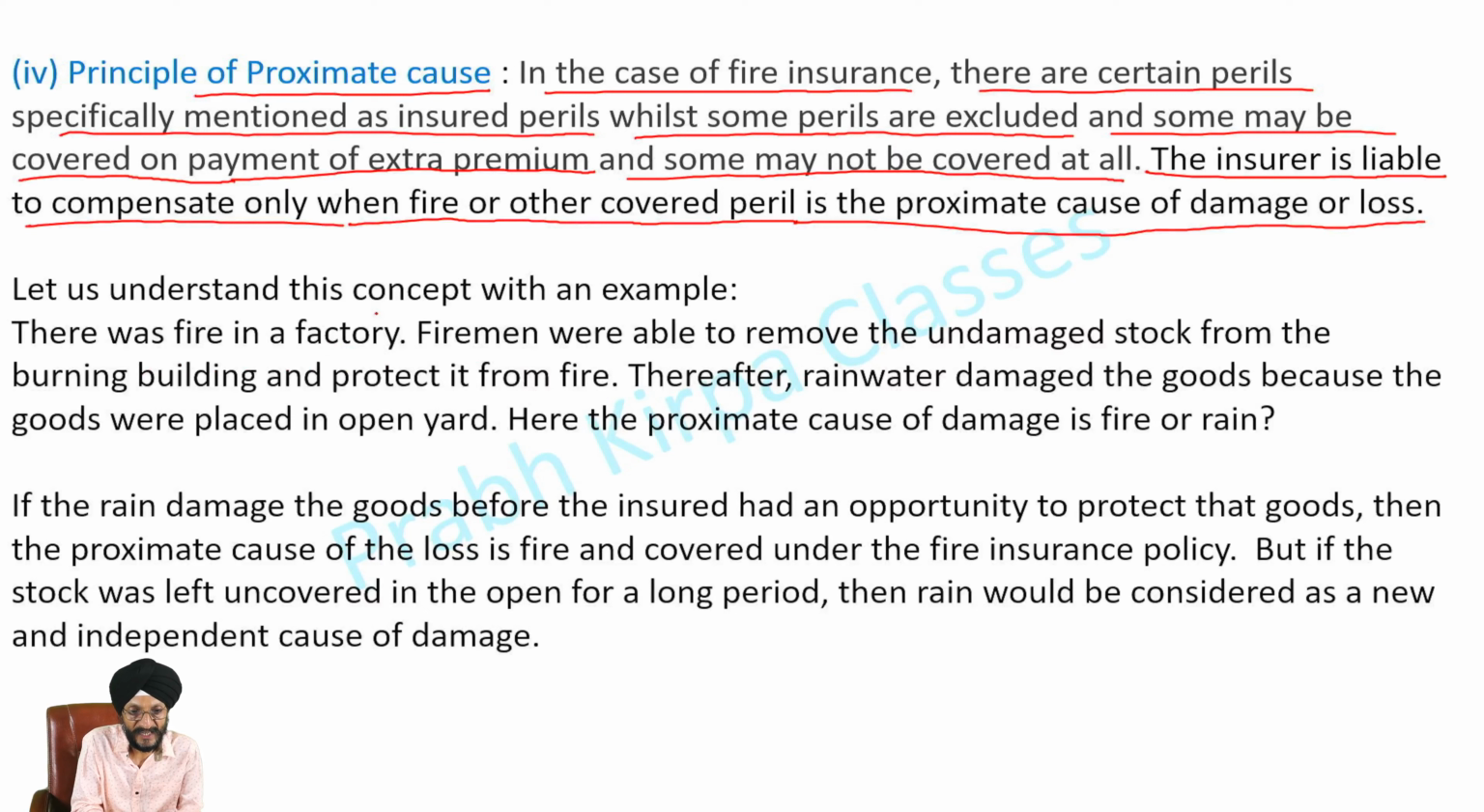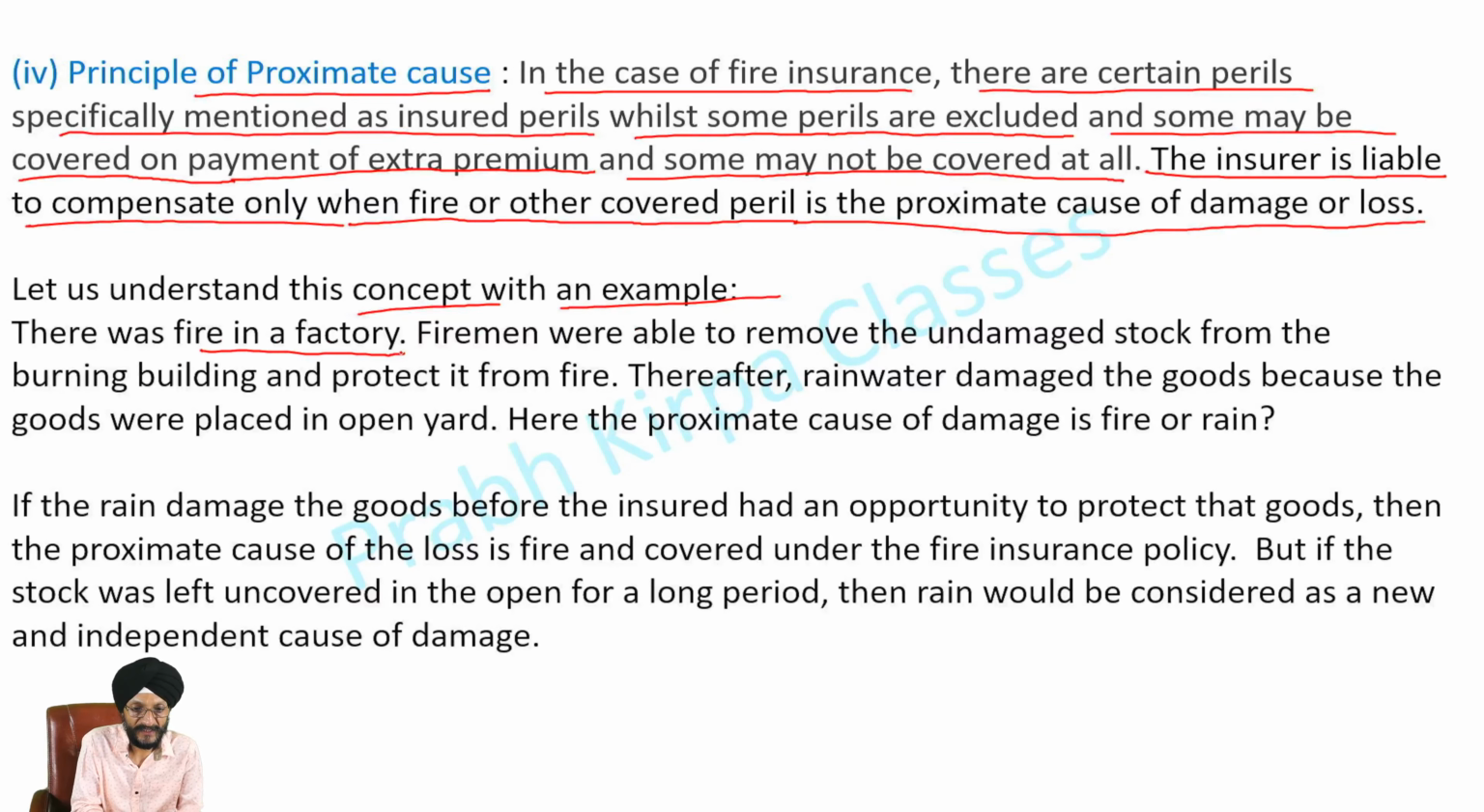Let us understand this concept with an example. There was a fire in a factory. Firemen were able to remove the undamaged stock from the burning building and protect it from fire. Thereafter, rainwater damaged the goods because the goods were placed in the open yard. Here, the proximate cause of damage is fire or rain.